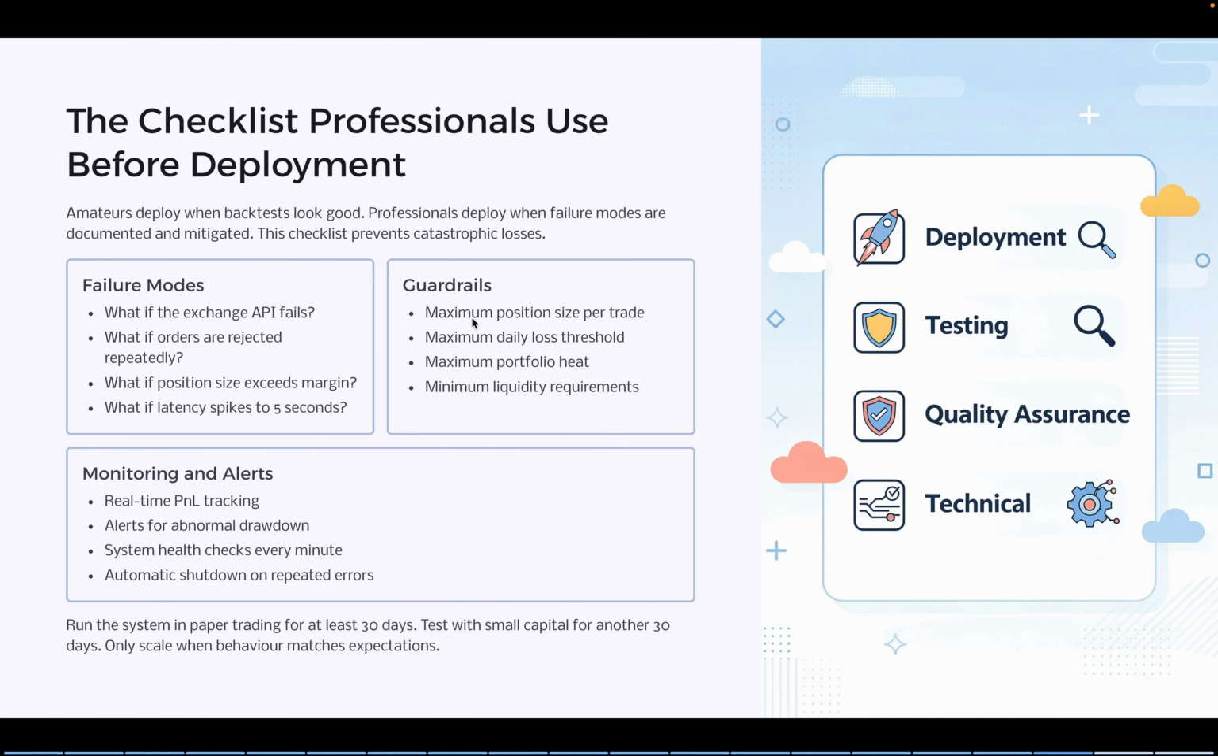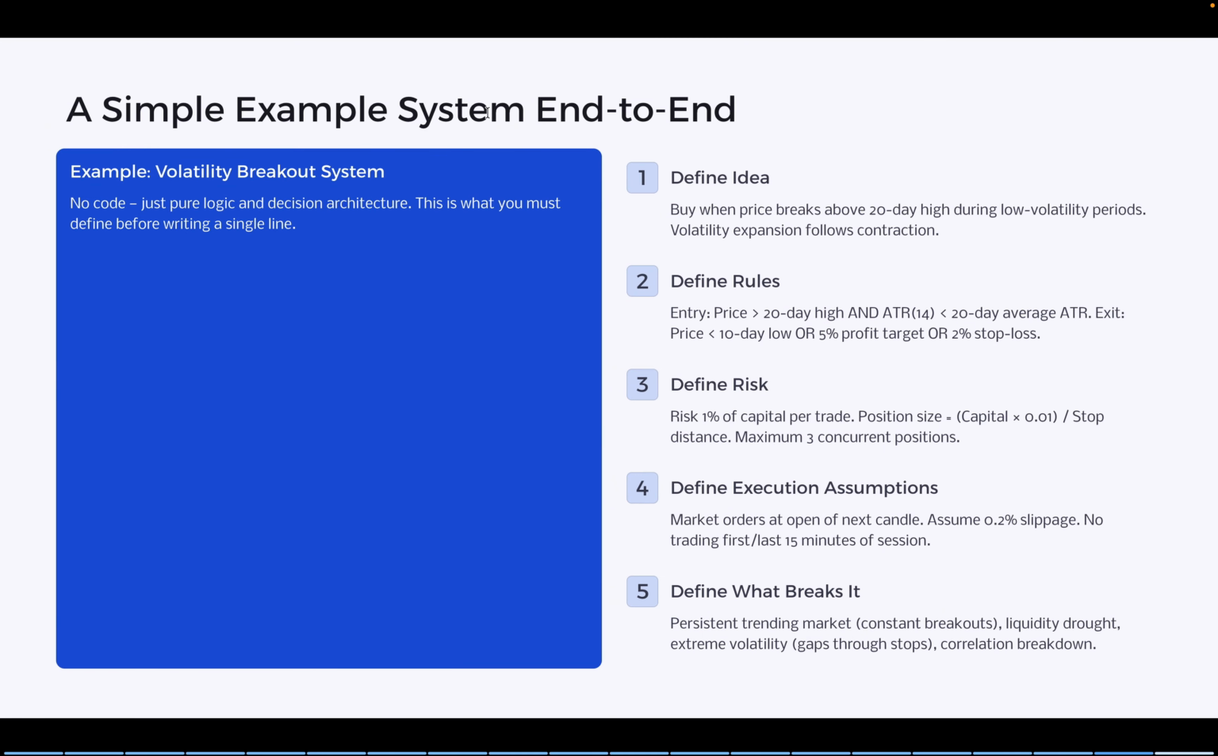And you have the guardrails over here. For monitoring and alerts, you should have real-time P&L tracking, alerts for abnormal drawdown, system health checks every minute, and automatic shutdown on repeated errors. Run the system in paper trading for at least 30 days, or you can do 15 days as well. Then test it with small capital for another 30 days. Only scale when behavior matches expectations. A simple example system end to end: you define an idea, you define the rules, you define the risk, you define execution assumptions, and you define what breaks it, right? Then you test all of these things, and then you have an algo that you can actually work with.